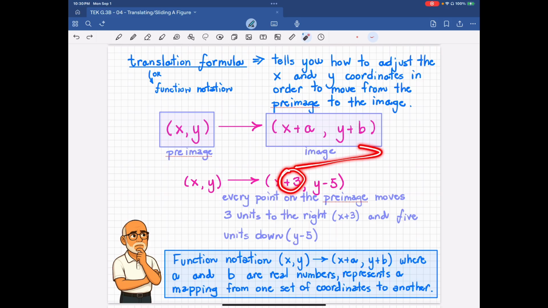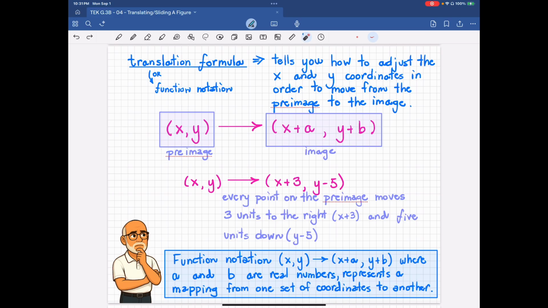Plus 3 moves, we go to the right. Minus 5 means we go down. If it was plus 5, we would go up. And if it was minus 3, we would go to the left. Now, function notation right here, the xy, mapping it onto x plus a, y plus b, where a and b are real numbers, represents a mapping from one set of coordinates to another, a formal definition.